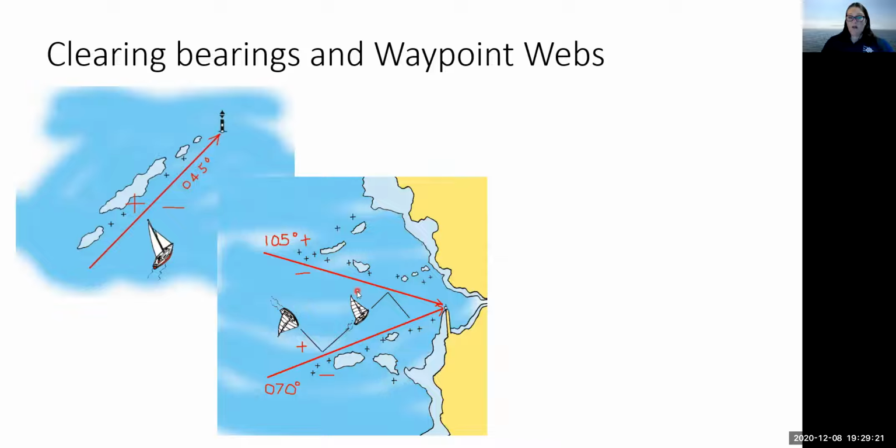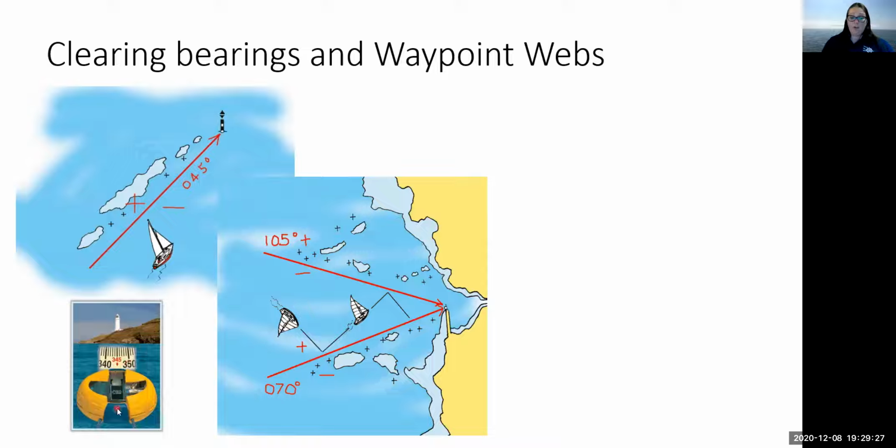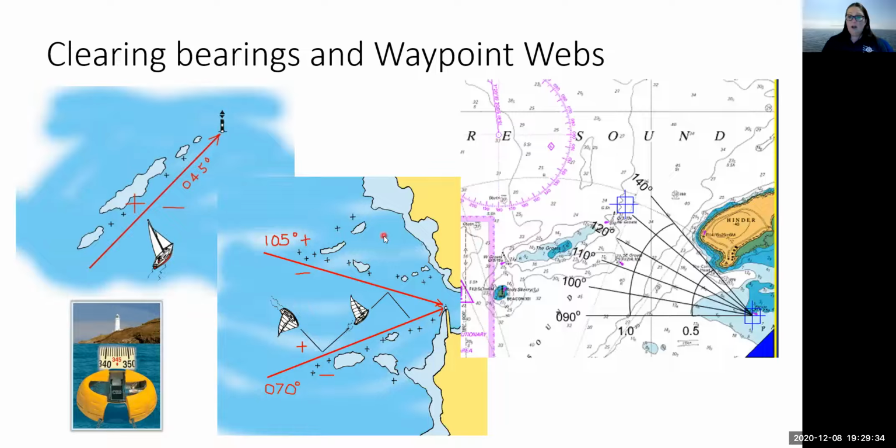So I can use my clearing bearings to avoid things, to guide me into somewhere, or to avoid a simple area. And again, I would be using my hand bearing compass, just simply looking at the thing. By day, the thing, by night, the lights. My waypoint webs start to get a little bit more complicated.